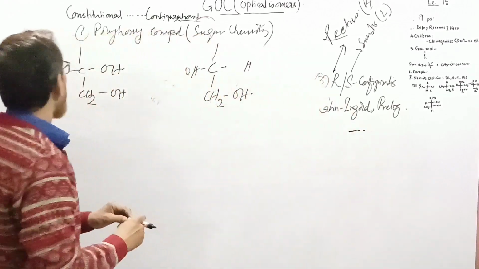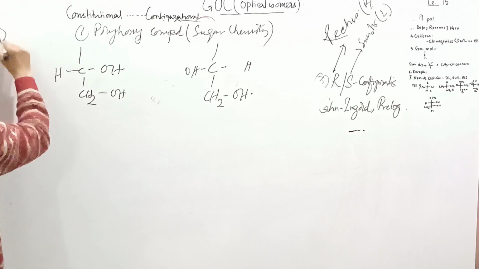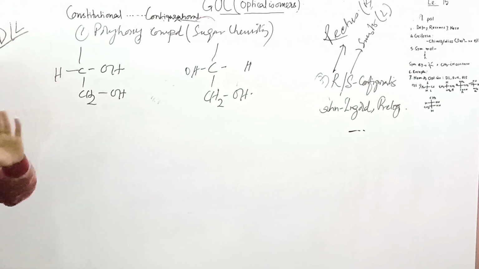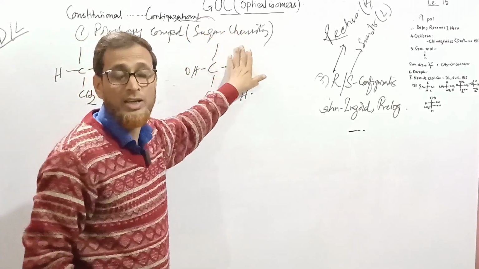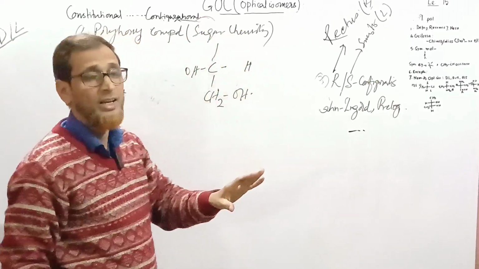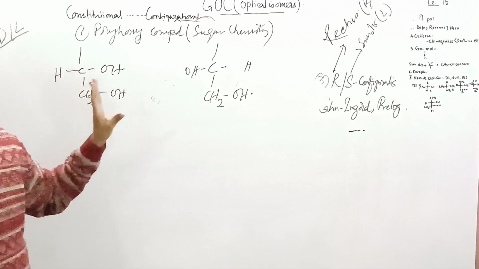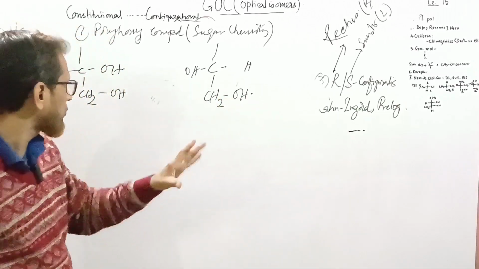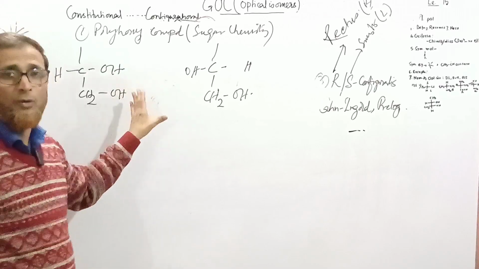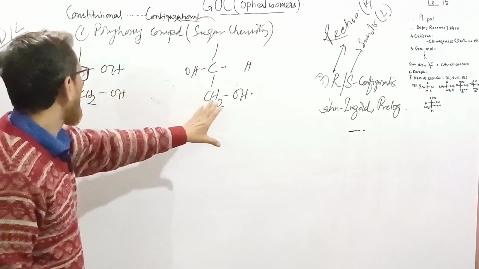Yes, this DL system is very often used in polyhydroxy compounds or sugar chemistry. You will get this in biomolecules in second year: D-glucose, D-fructose, L-glucose, L-fructose. Then you will be confused with these terms. So beforehand you should know how you have got this DL notation.